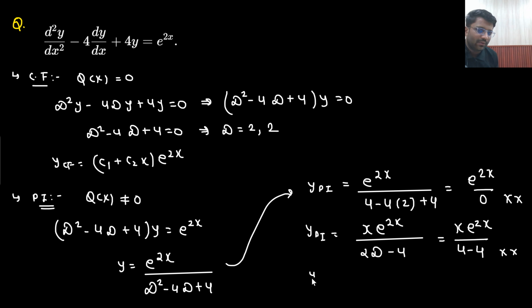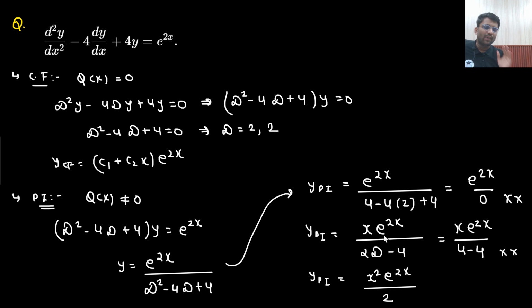Now again what will I do? Again I will multiply with x, and the same process would go on. In the numerator you multiply with x. x is already multiplied, one more x you multiply. Again you differentiate the denominator. When you differentiate the denominator, this time I am getting 2 only. Now I need to put 2 in place of D, but D is not even available. So that's it. This is your y of PI.